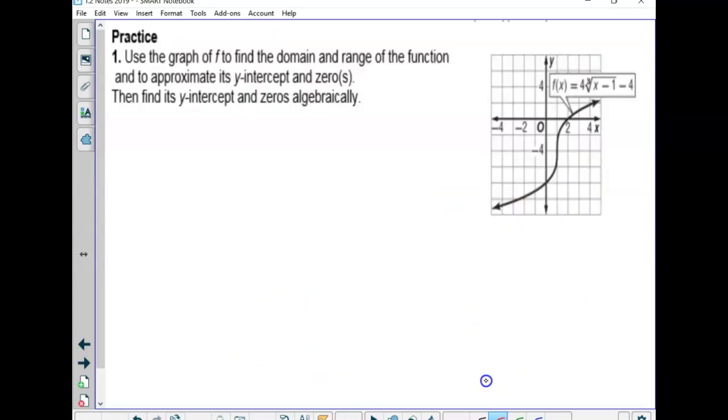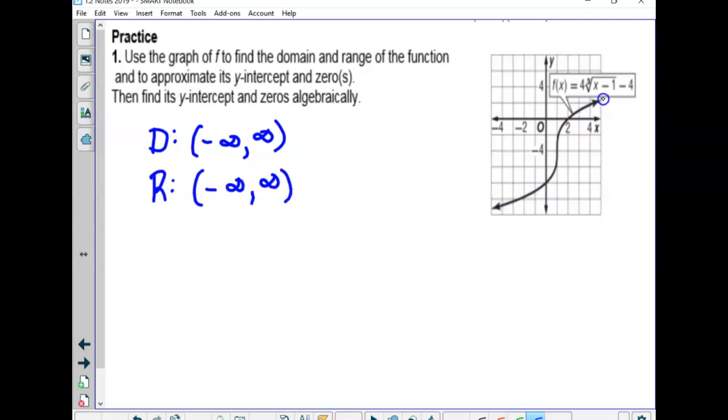All right, so we have this one. It isn't done for us. Estimate the domain and range. Anybody? Domain is -infinity to infinity because it's going left and right. Seems good. Range. Yeah, same, right? It's going up and down forever with the arrows aimed the way they are.